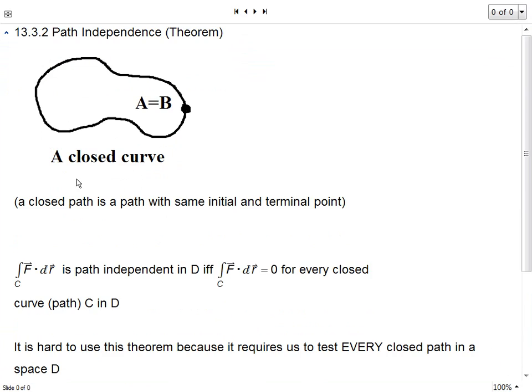All right, now the next theorem, path independence. All right, so we have a closed curve right there. Curve starts at A, goes somewhere, comes back to itself. So the initial point and the terminal point are the same point. When we have that, we call it a closed curve.